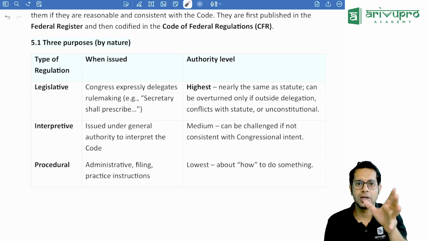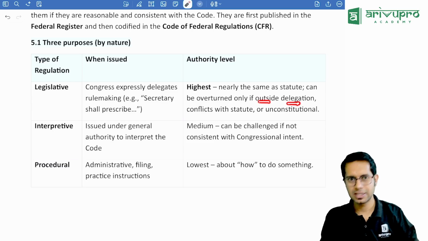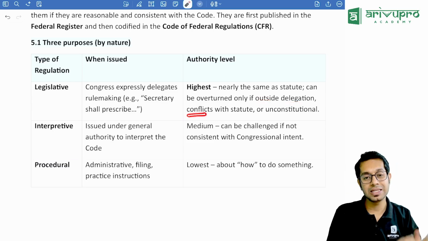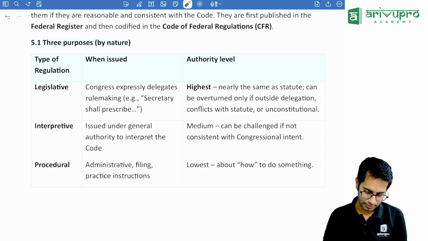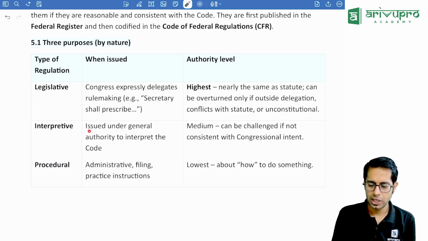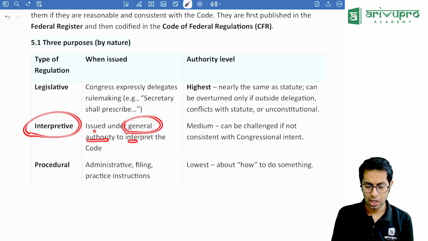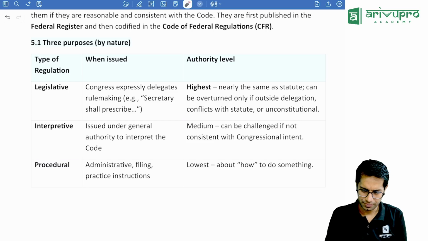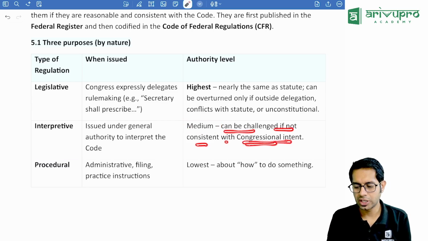But they can be overturned, they can be overruled if outside delegation is there, or some other point is applicable, or there is a conflict with the law itself, or it is unconstitutional. Then interpretive: issued under general authority to interpret the code. Interpretive is issued under general authority to understand, to interpret the code. They have medial authority of law. Can be challenged if not consistent with congressional intent.